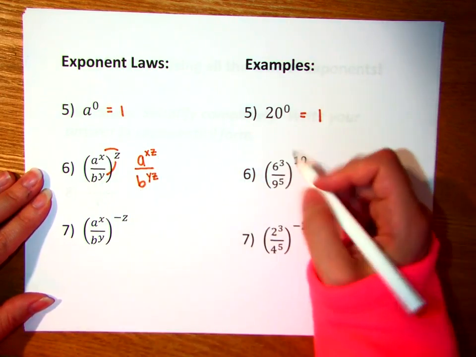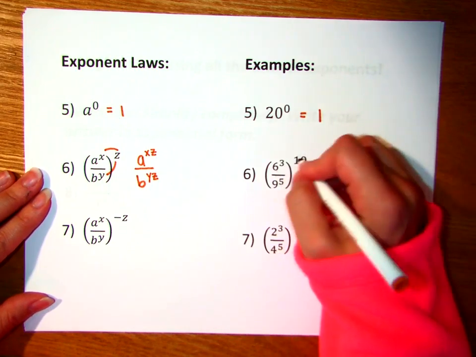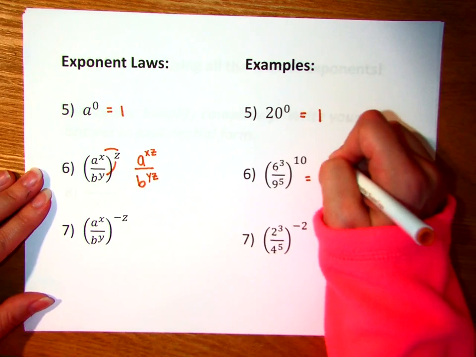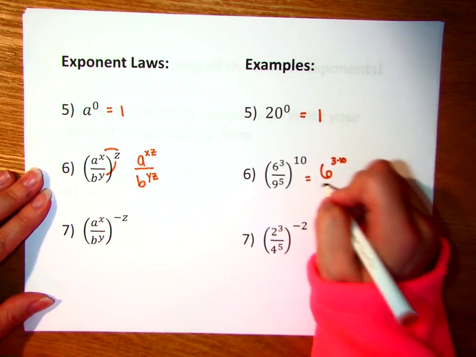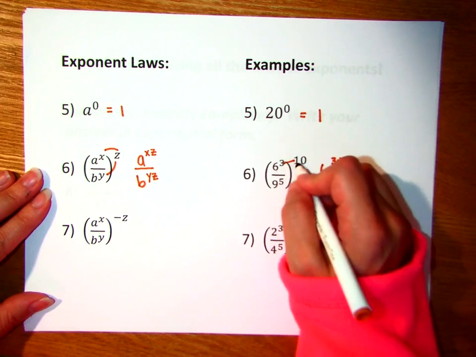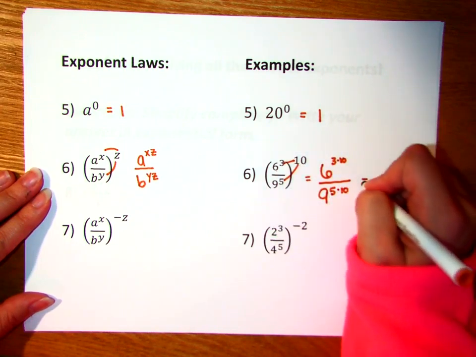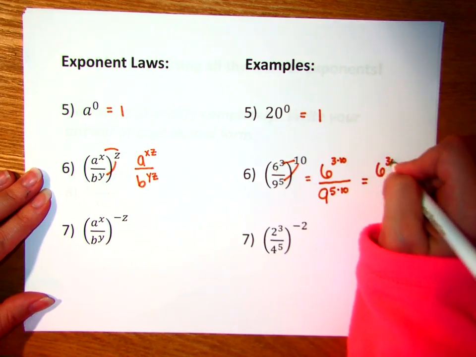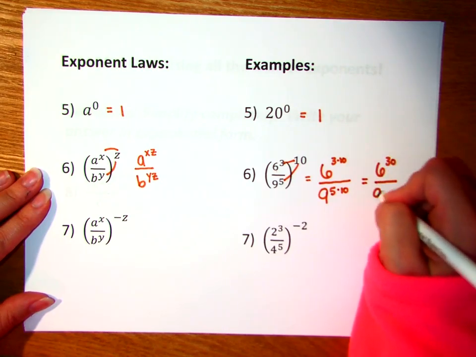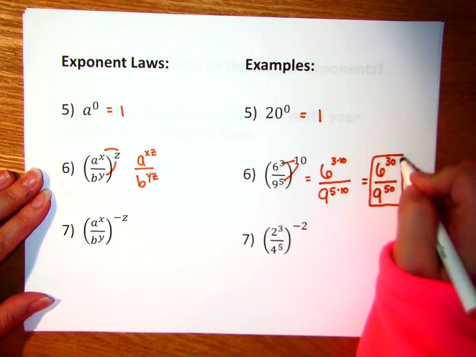So in our case here, we have 6 to the 3rd power raised to the 10th, so that's going to be 6 to the 3rd power times 10 over 9 to the 5th power. When we distribute that 10 to that 5 as well, it's going to be 5 times 10. So on the top, that gives me 6 to the 30th power over 9 to the 50th power, and that would be my final answer.